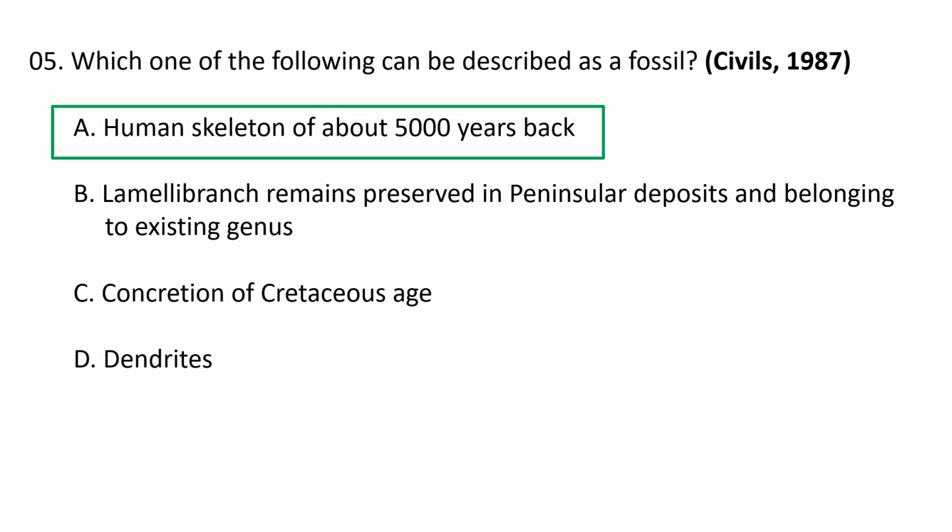Fossils are the preserved remains of plants and animals whose bodies are buried in sediments such as sand and mud under ancient seas, lakes, and rivers. Fossils also include any preserved trace of life, which are typically more than about 10,000 years old. So A. Human skeleton of about 5,000 years back can be considered as a fossil is the correct answer.